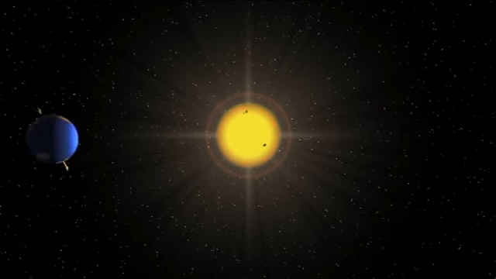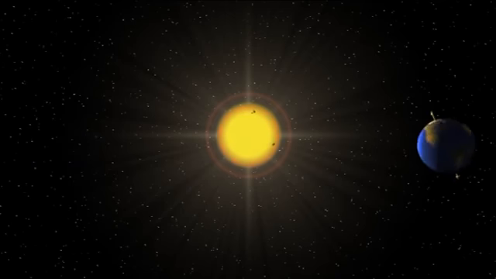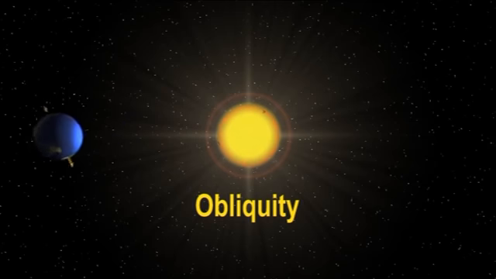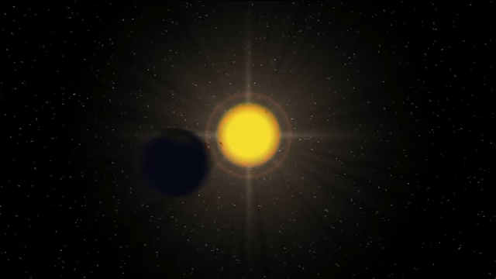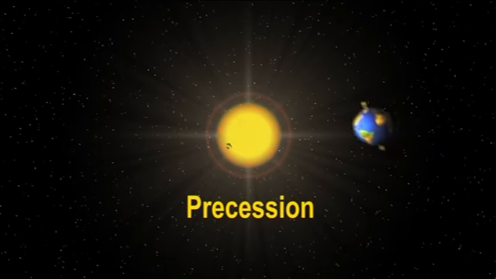The 3 orbital variations are changes in Earth's orbit around the Sun, that is eccentricity, shifts in the tilt of Earth's axis, that is obliquity, and third, the wobbling motion of Earth's axis, that is precession.